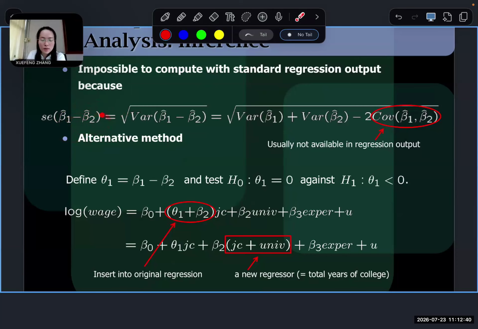Right, this is the problem that I just mentioned. The standard error of beta 1 hat minus beta 2 hat, we get it from taking the square root of the variance of beta 1 hat minus beta 2 hat. But the variance of the difference is equal to variance beta 1 hat plus variance beta 2 hat minus 2 times covariance of beta 1 hat and beta 2 hat. This covariance is usually not available in regression output. That's how to solve it. This is the trick.